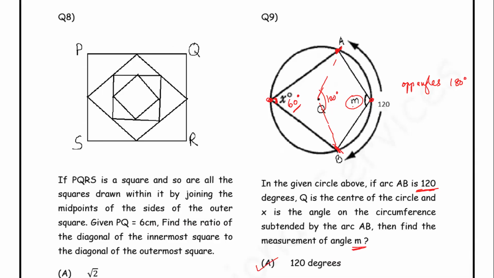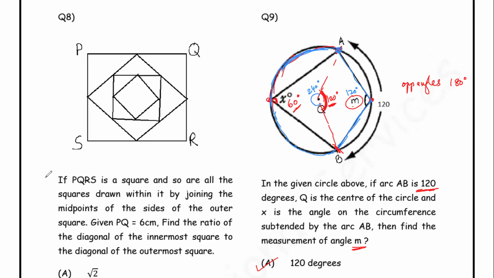Understood? There's another way to solve this question using this concept only. If the arc AB subtends 120 degrees, that's the minor arc, then this is called the major arc. This blue part of the circumference is called the major arc. And that subtends an angle of 240 at the center. If it subtends 240 at the center, then from that very point on the circumference, it will subtend an angle which is half of 240, which is 120 degrees. So that's another way to solve it.